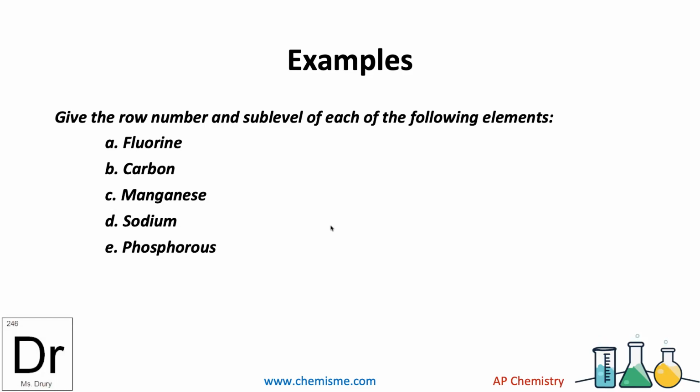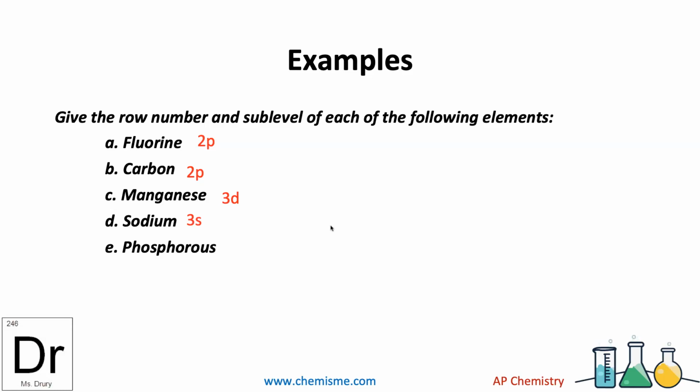So let's use everything we learned so far to figure out the numbered row and sublevel of each of these elements using the periodic table. Maybe you want to pause the video and see if you're right. So fluorine is in the second row of the table, and it's in the P sublevel. Carbon is in the second row in the P sublevel as well, because that's why they're in the same area. But manganese is a whole level down. We're calling it 3, and it's in the middle area, so we call it D. I know you probably wanted to write 4D. We're going to talk about that next.